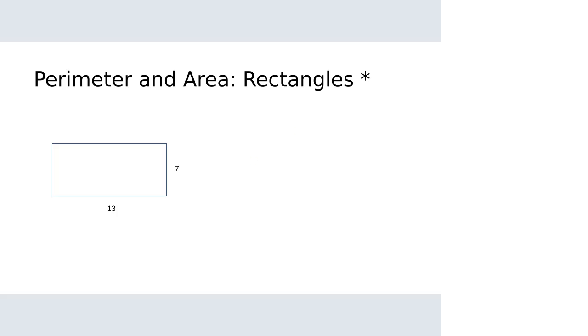So perimeter is listed first, area is listed second. Find the perimeter and the area of this rectangle. We'll get another 15 seconds, and then we'll talk through this together.